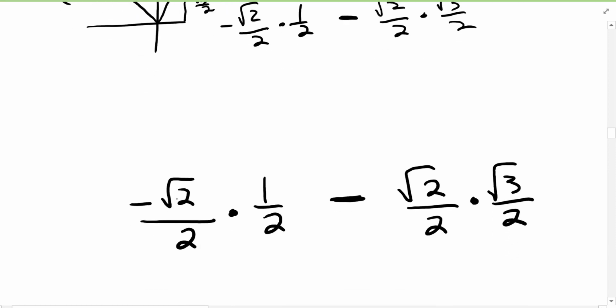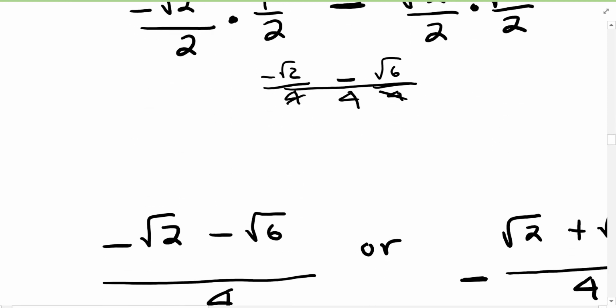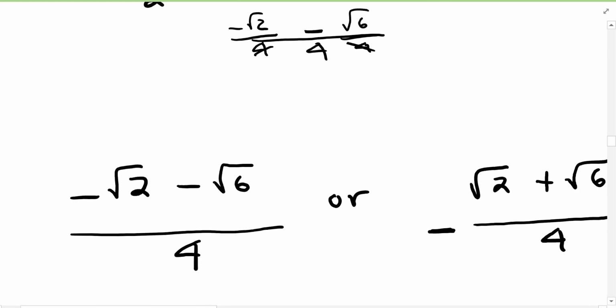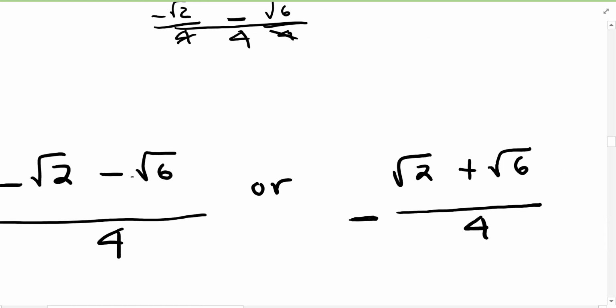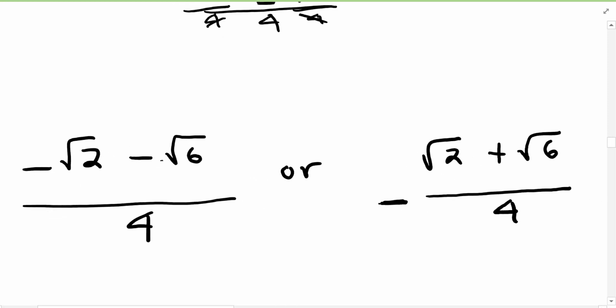And then you're just going to multiply those out. Negative root 2 times 1 is negative root 2 over 4. And then that's a subtract sign. Root 6 over 4. These now can share the same denominator, which is what I have here. And then look at, they both share a negative sign. So sometimes professors are going to prefer that you factor out that negative sign and then rewrite it like this. These two things mean the exact same thing.